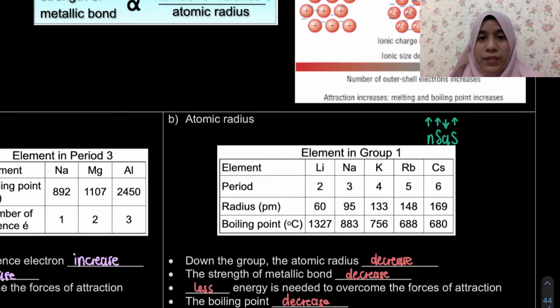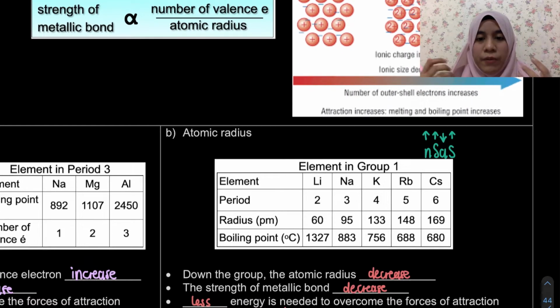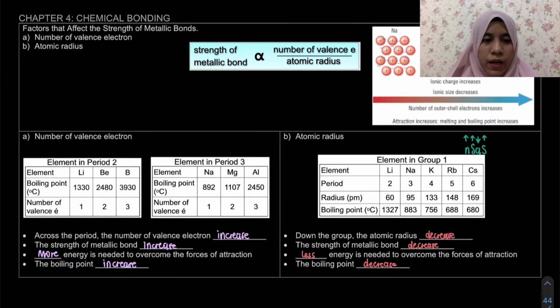Because actually when the size is getting bigger, but the number of electrons is the same, right? So what will happen is that the force of attraction will become weaker. So that is actually for the case of strength of metallic bond.